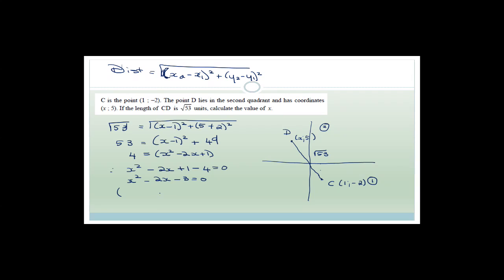Our factors of 3 are obviously 3 and 1. So it's going to be (x minus 3) because we want to be negative, and (x plus 1) equals 0. Therefore, x equals 3 or x is equal to negative 1. So then obviously, because it's in the second quadrant, x is negative. So in this case, it's not that answer, and it is this answer here, x equals negative 1. It's a very nice question, that.